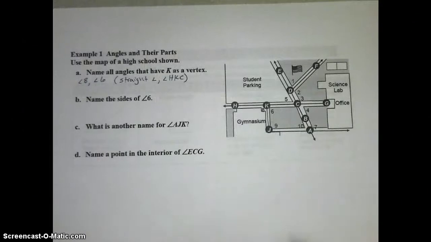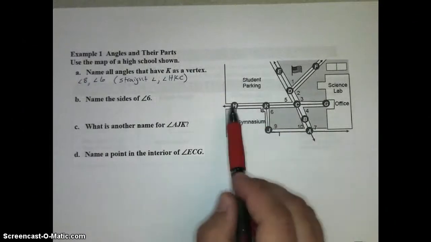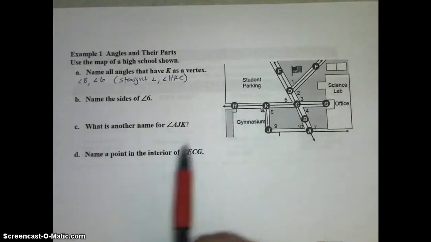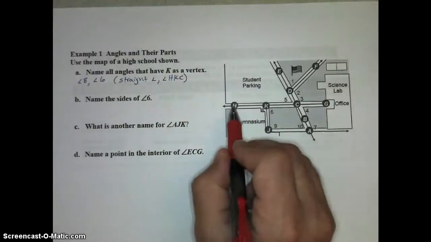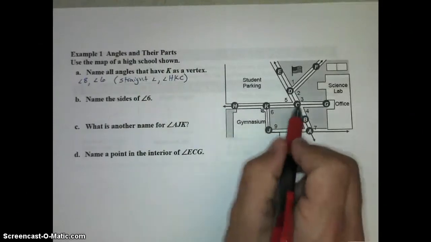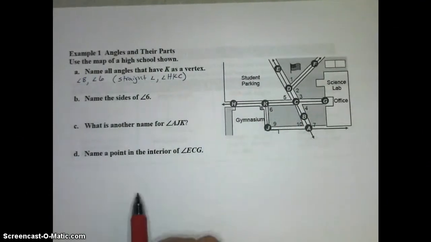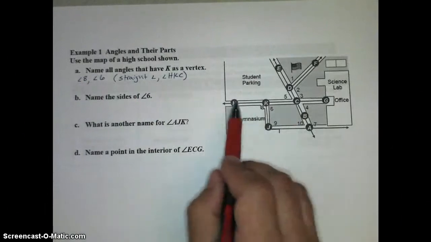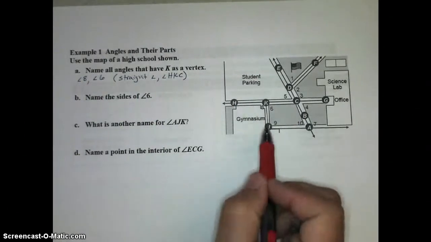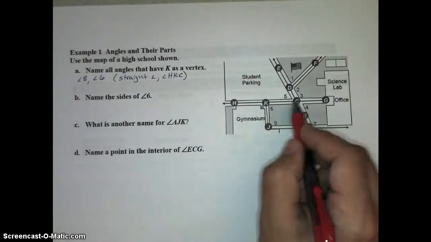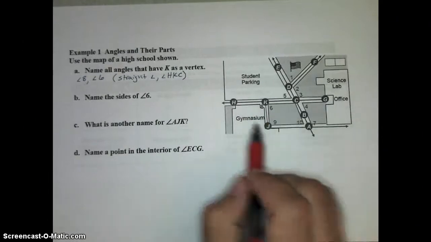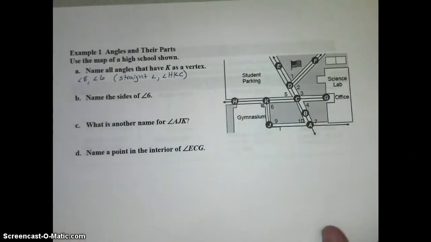Alright, we have angles 8 and 6 marked here that are sharing angle K as a vertex, but you could also consider straight angle HKC as an angle. You could have included that also. Now if you called angle 8 HKJ, that means the same thing, or JKH, and angle CKJ or JKC is the same as angle 6.